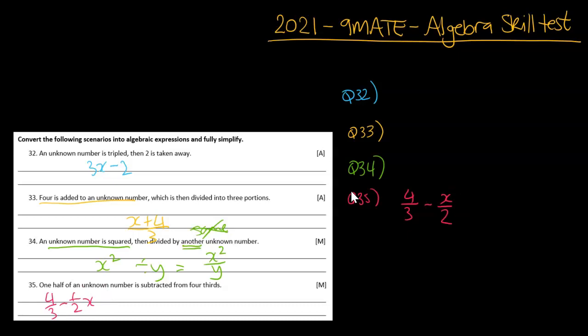It is subtraction, so I'm going to use my crisscross smiley face method. So 2 times 3 is 6. I'm then going to go down this way. That's 8 minus 3x. And that there would be my final answer worth a merit mark. Doesn't look like there's any common factors, so we would leave it as it is.